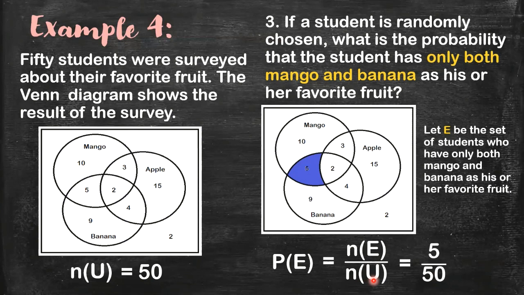Okay? Is this our final answer? Not yet, because this is not yet in its lowest term. Okay? So divide both the numerator and the denominator by 5, you will get 1 over 10. So I think that's it.